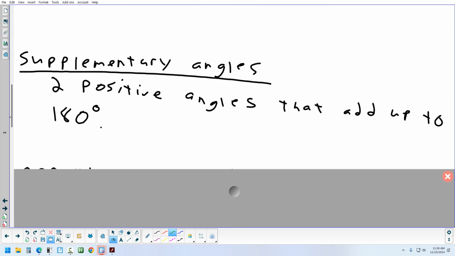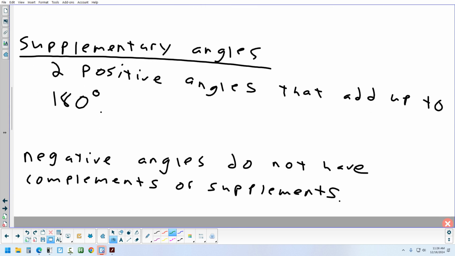That's because negative angles don't have complements or supplements. The complement is what makes it add up to 90. The supplement is what makes it add up to 180.